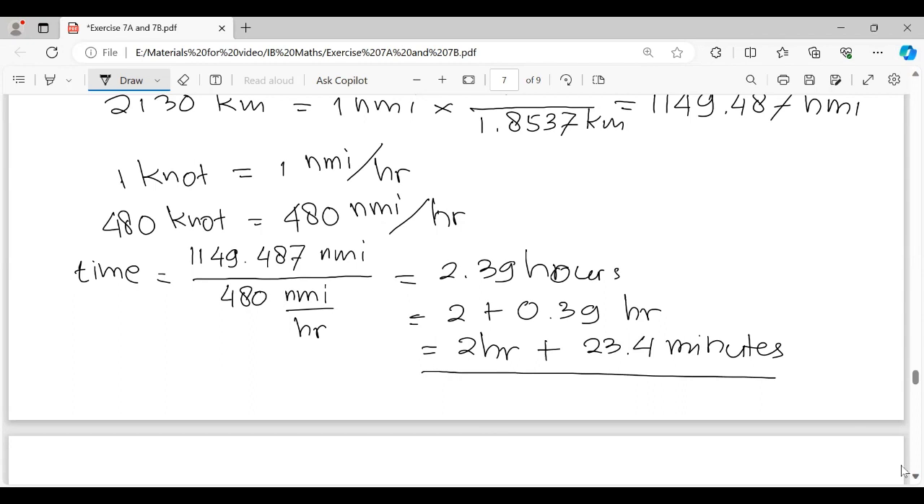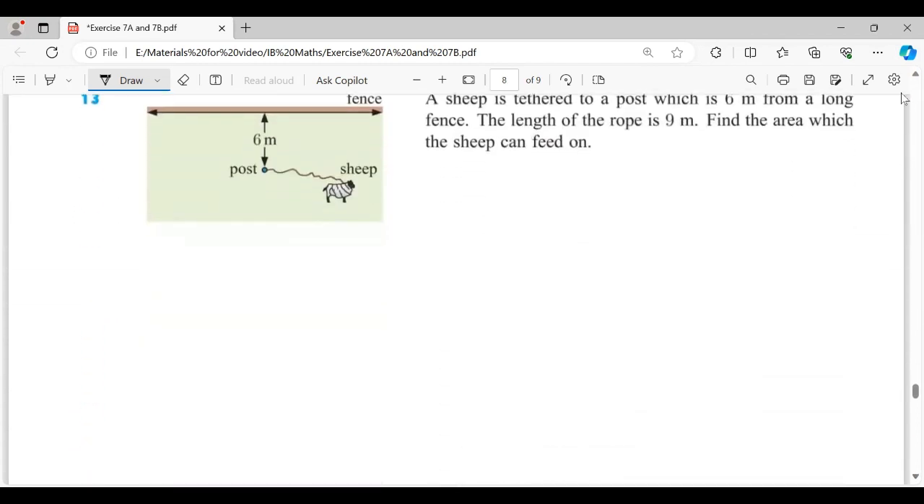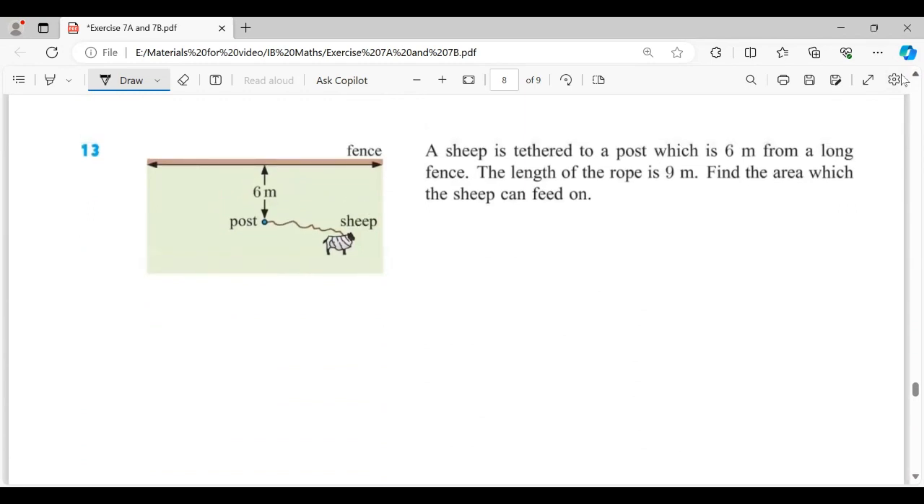Next. Okay, number 13. A ship is tethered to a post which is 6 meters from a long fence. The length of the rope is 9 meters. Find the area which the ship can fit on.